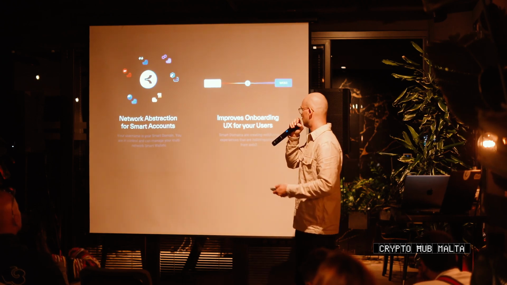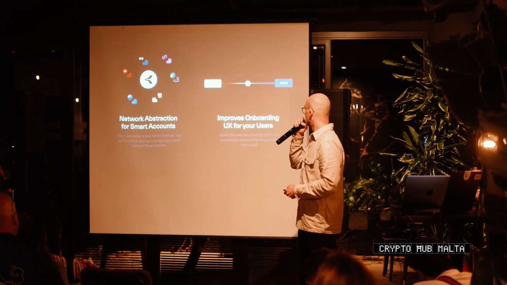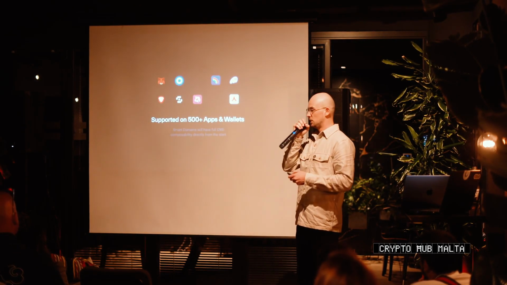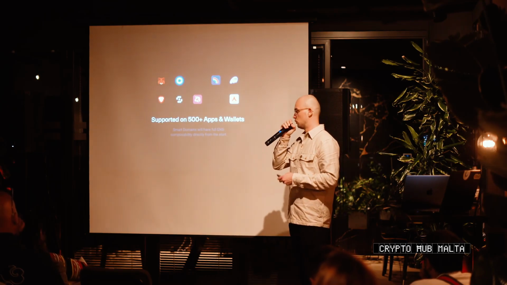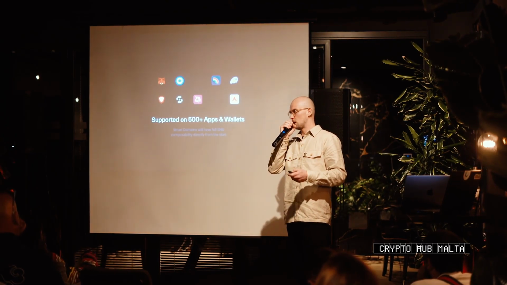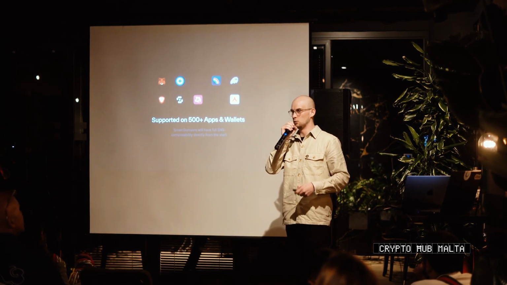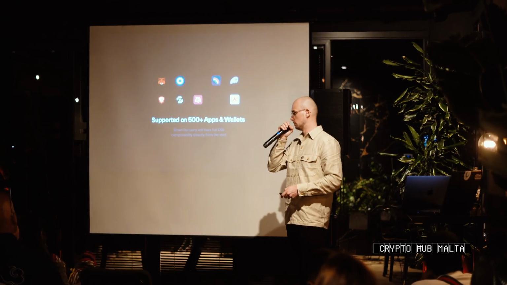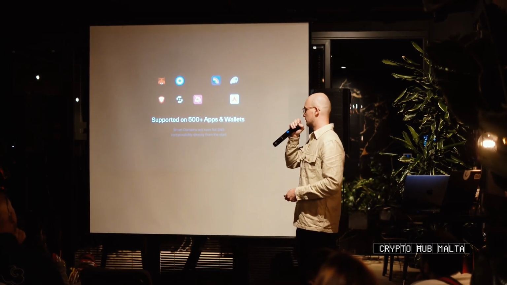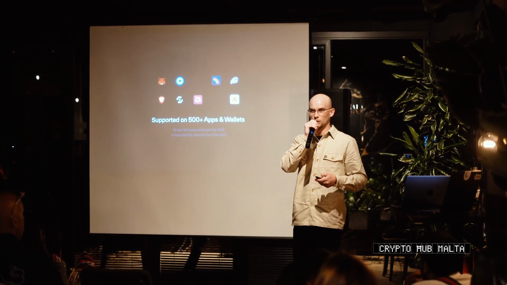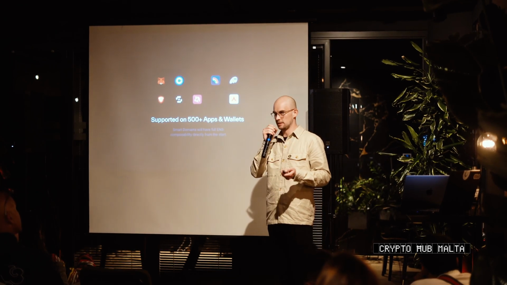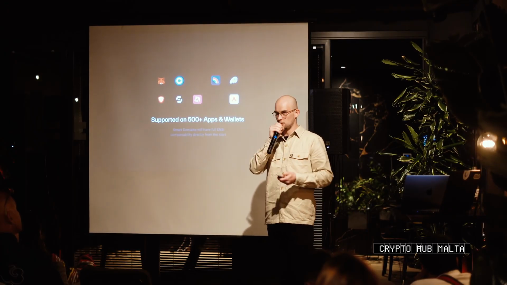Yeah, and here we are. Network abstraction for smart accounts, an improved onboarding experience for users. And it will be, from the start, already supported by more than 500 apps and wallets because it's ENS native. Everywhere where ENS is already implemented, you will be able to use our protocol. ENS is already implemented on more than 500 apps and wallets. So what we do is basically scale ENS to the masses. That's why we say let's onboard the next billion people.